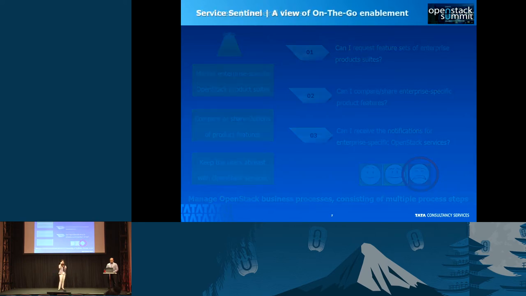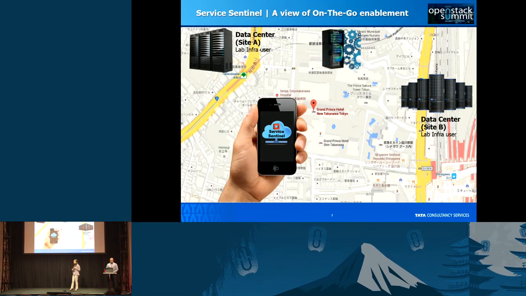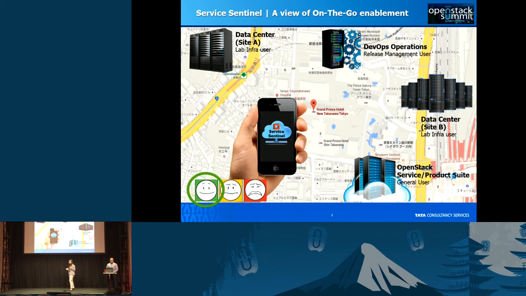Moving to the next slide. So boom. This gives a view of Service Sentinel, that is how an on-the-go user will be able to access the OpenStack critical operations on the go. This solution will enable all the OpenStack users to get rid of their main pain areas. And the modularity and extensibility of this application will make it interoperable to work with different enterprise tools as well.